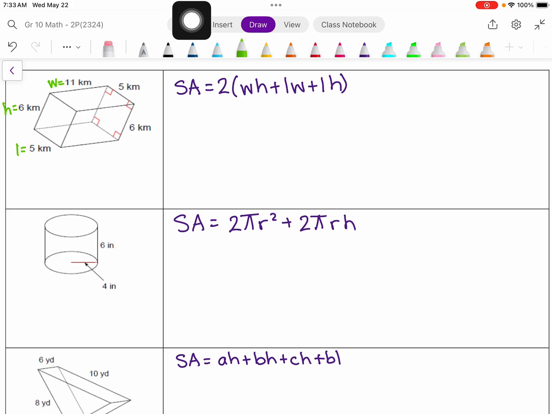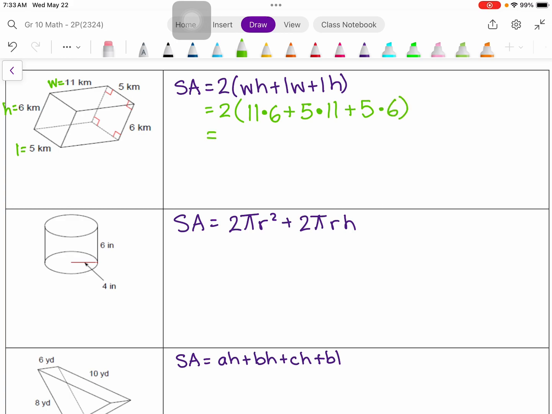So now that I'm inputting, surface area equals 2 times W times H. So W is 11, and I'm going to multiply that by H, which is 6, and then plus L, which is 5, times W, which is 11, plus L, which is 5, times height, which is 6.